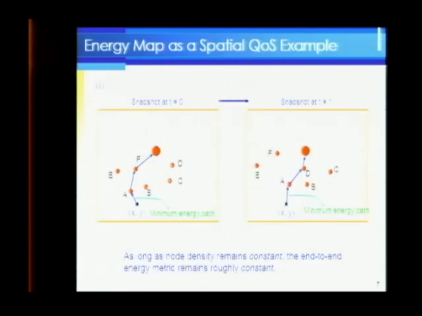So the idea will be to try to construct spatial maps of these energy metrics, taking into account that the nodes are interchangeable. Here's another example of the scenarios. Here's the mobile network. At this instance, this is the constructed minimum energy path. Here the nodes have changed, and this is the path. And we will show that the difference in end-to-end energy consumption between here and here is actually not that different.